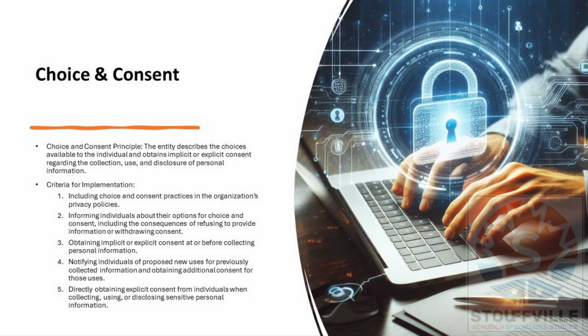Criteria associated with choice and consent include choice and consent practices in the organization's privacy policies, informing individuals about available choice and consent options, including consequences of refusal or withdrawal, obtaining implicit or explicit consent at or before personal information collection, notifying individuals of proposed new uses for previously collected information, and obtaining additional consent. Directly obtaining explicit consent for sensitive personal information collection, use, or disclosure, and obtaining consent before transferring personal information to or from an individual's computer or device.